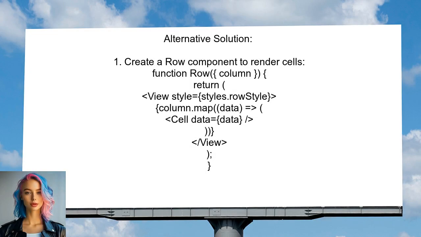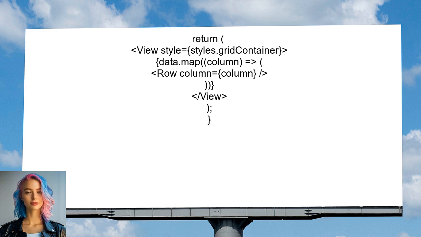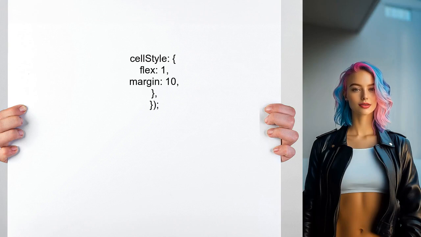An alternative approach to setting up a table layout in React Native involves creating functional components for rows and cells. First, define a row component that takes a column array and maps over it to render cell components. Then, create a cell component that displays the data. Finally, assemble everything in a grid component, which organizes the rows into a grid format. Don't forget to style your components for a better layout. Define styles for the grid container, rows, and cells to ensure they display correctly.